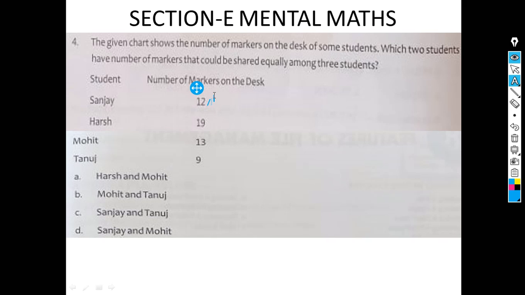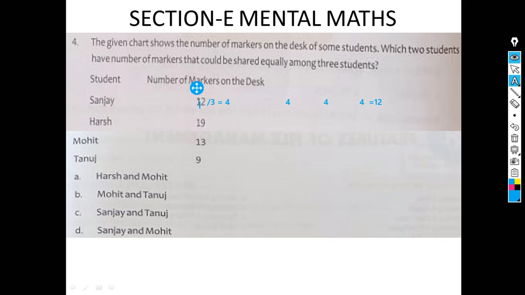divide it by 3. If we divide 12 by 3, then definitely the answer would be 4. This means he can distribute 4 markers among the 3 students. So 4 for the first student, next 4 for the next, and for the third one again 4 markers. And if we find out the sum of the 3 students' markers, we will get the answer 12.